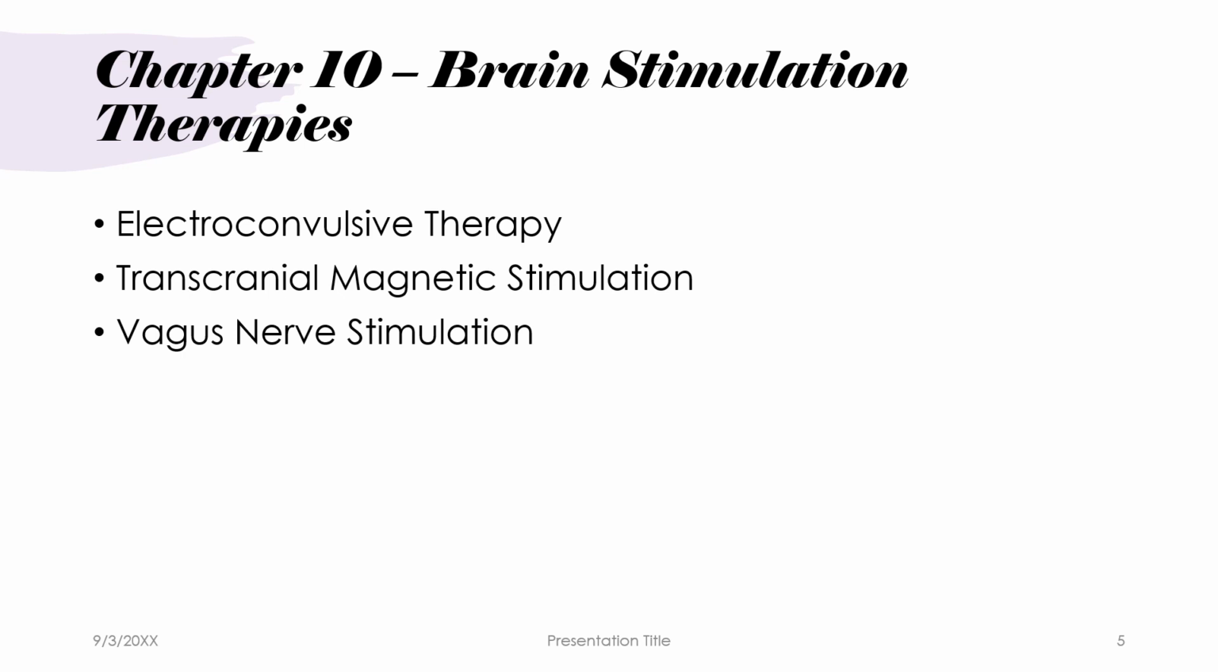Another complication includes relapse of depression. ECT is not a permanent cure. Weekly or monthly maintenance ECT can decrease the incidence of relapse. Then there's transcranial magnetic stimulation.